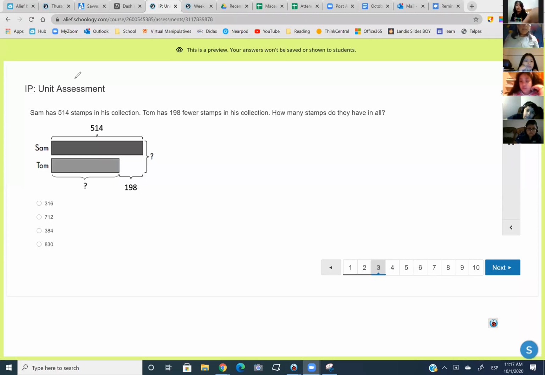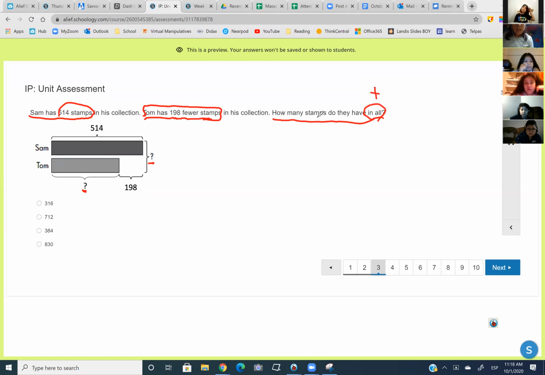Now, this one, before just looking at the problem, I can notice that it's two questions. I have one question here and another question here, which is telling me this is a two-step problem. So let me see. Sam has 514 stamps, and Tom has 190 fewer stamps. That means he has less. So if you notice, Tom has less because his bar is shorter than Sam's. And then how many stamps do they have in all? When I see the word in all, it means I have to add the stamps of the two kids because they said they, and they is Sam and Tom. So first I need to find out how many Tom has, and when I know how many he has, then I'm going to add Sam and Tom to know how many they have in all.